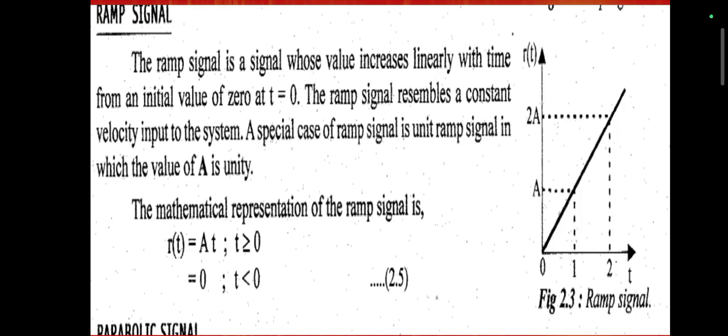Then next is the ramp signal. The ramp signal is the signal whose value increases linearly with respect to time, from the initial value of 0 at t equal to 0. The ramp signal resembles a constant velocity input to the system. It is denoted as R(t) equal to A into t when t is greater than or equal to 0 and 0 when t is less than 0.